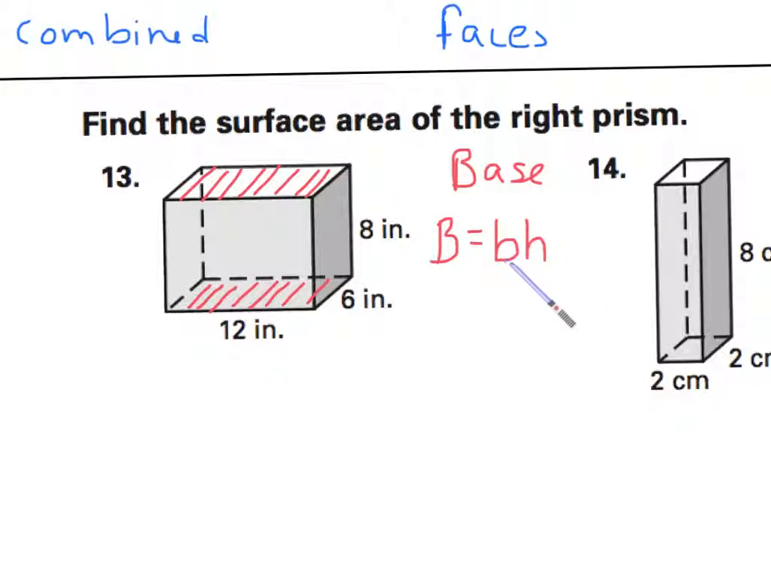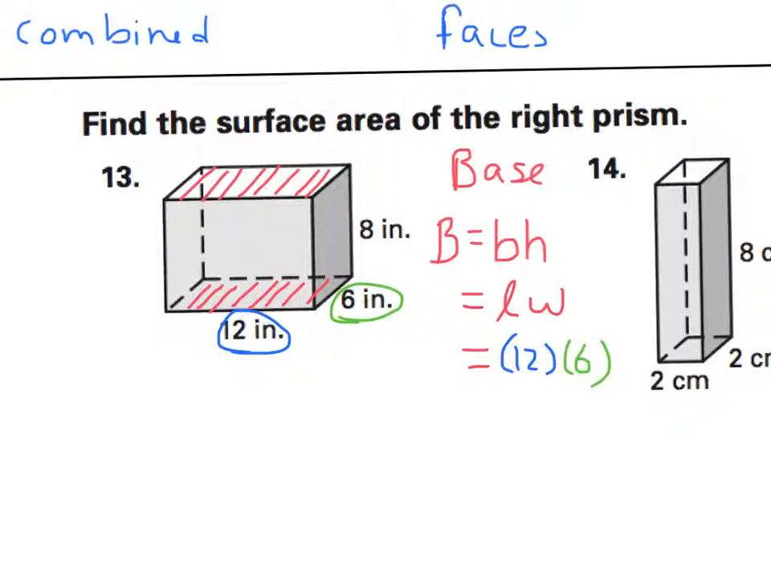So beware. Which is why some people like to consider it, instead of base times height, they do length times width. Because then we don't get bases and heights confused, okay? It doesn't matter which one you choose as long as you consider it. So notice this one here. This one, I would call the length here 12, or the base, and the height or width is 6. So that's the area of the base, which is equal to 72 inches squared. All right.